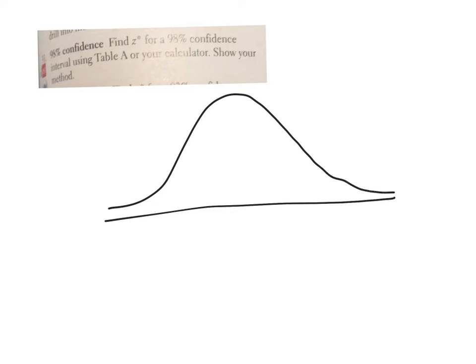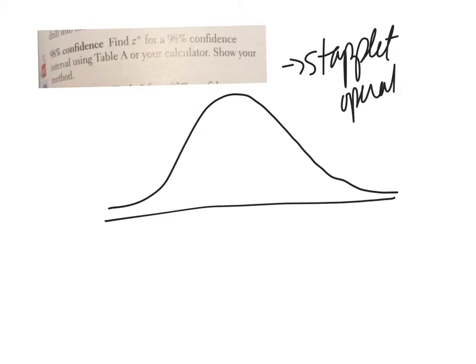Find z star for a 98% confidence interval using table A or your calculator and show your method. It's kind of hard for me to show work on this, and because I'm on my iPad, I can't really share my screen super well. So here's what I would have you do. Personally, I would have you go to the Statlet. You would need to change the operation to the second option, which is find a value corresponding to an area.